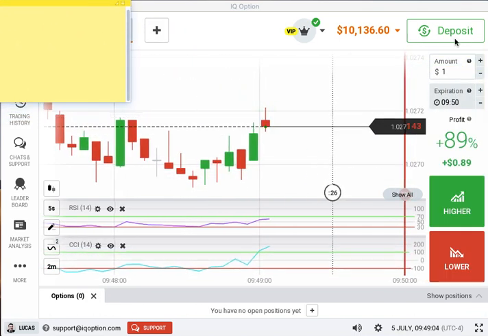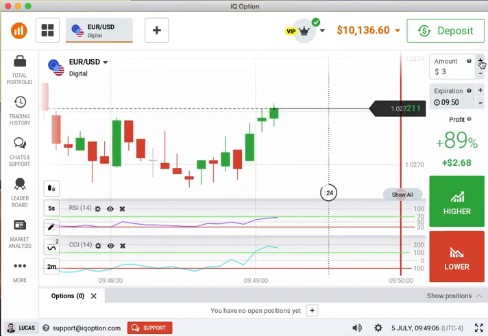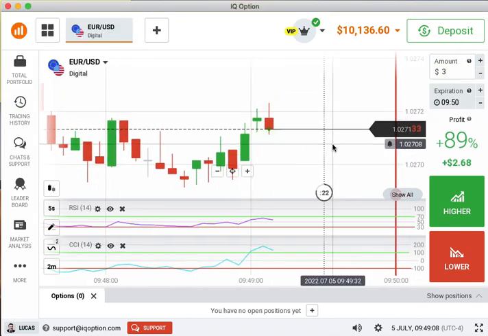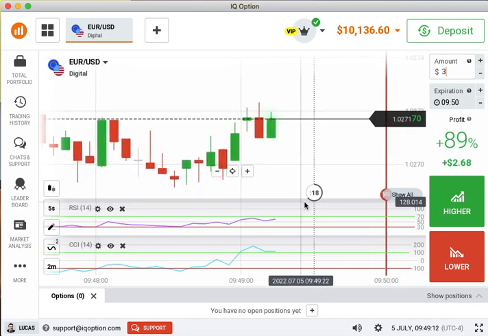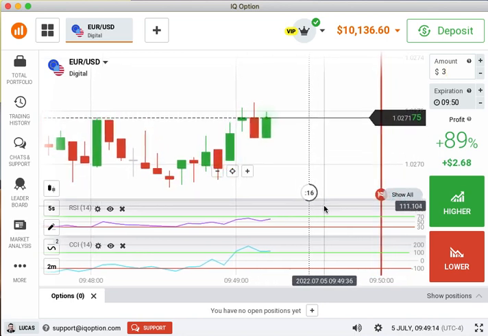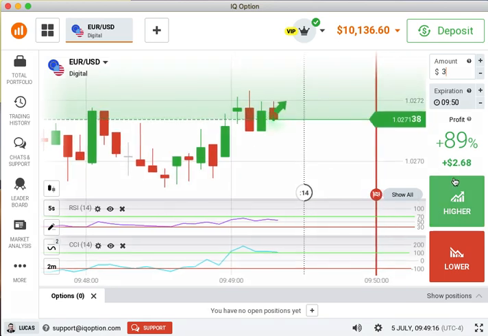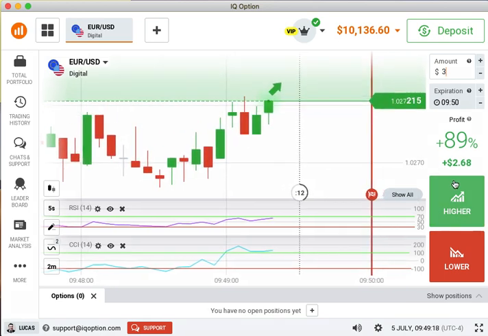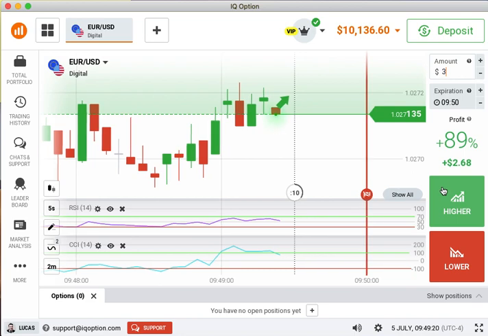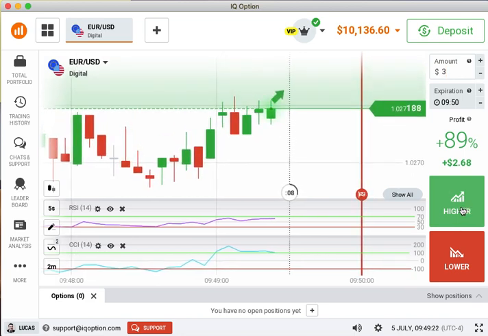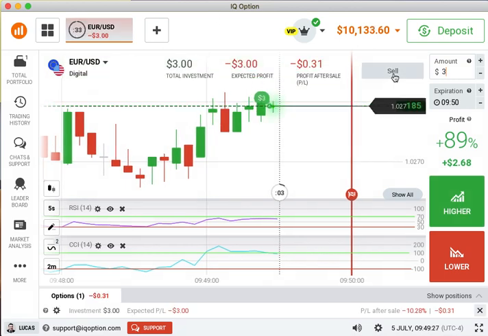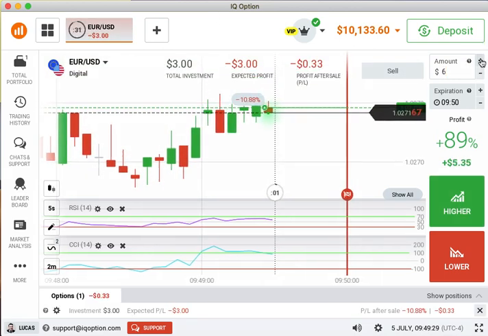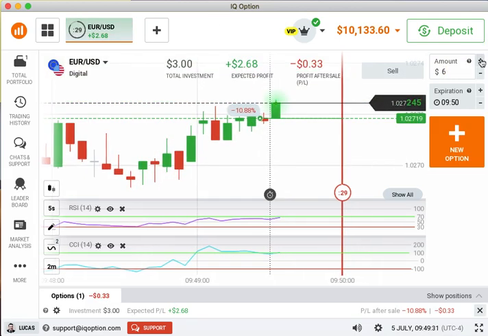So 1 loses, so now we do 3. We wait until the last 5 seconds and then we trade. We're here, we buy for 3 and then we wait. If 3 loses, we do 6.